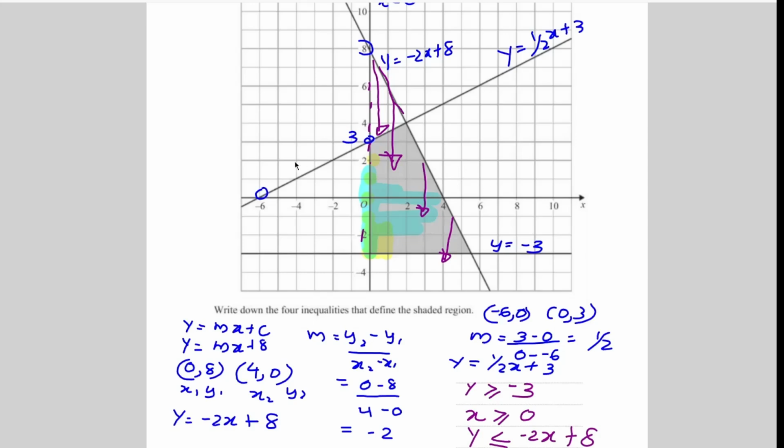Now, being on this line again, we have to come down. To represent this region, we have to come down again. Again, the y values are getting decreased, coming down: 2, 1, 0, minus 1. Therefore, again, y is smaller than or equal to half x plus 3.